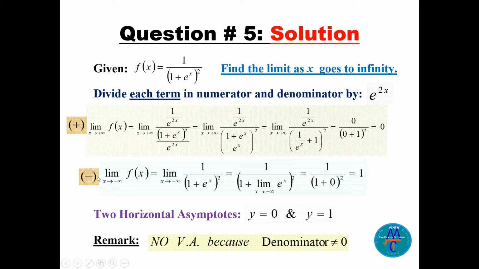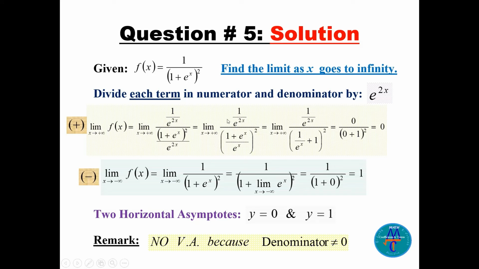Now let's check the limit with x goes to minus infinity. Be careful here. Leave this one and leave this one. It will be e to the power minus infinity, which is 1 over e to the power infinity, which is 1 over infinity. That will be 0 by itself, and 1 over 1 plus 0 will be 1. So we have another horizontal asymptote, y equals 1.